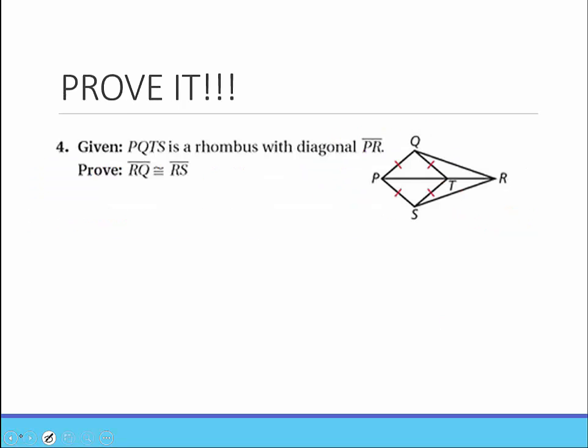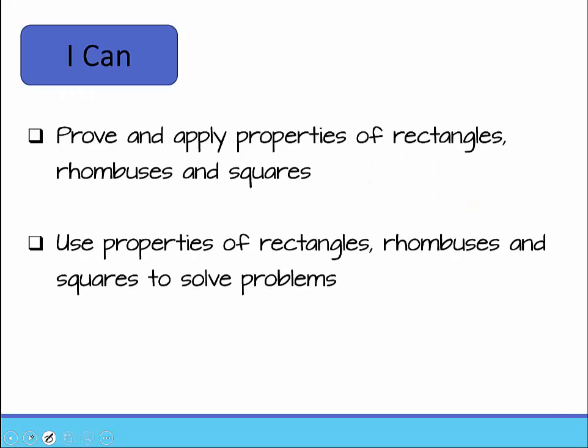So this last proof, I want you guys to try this one on your own. I give you a rhombus and then I give you a diagonal, PR. So remember that does some bisecting here. You need to prove that RQ, this one right here, is congruent to RS, this one over here. So make a 2-column proof, give this one a try, and we'll go over it in class tomorrow.